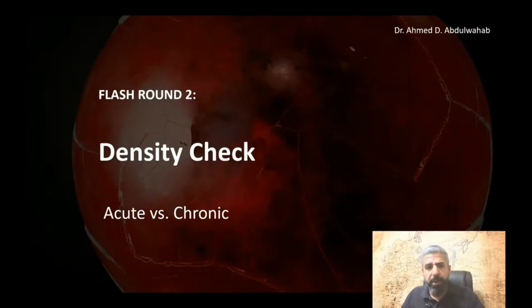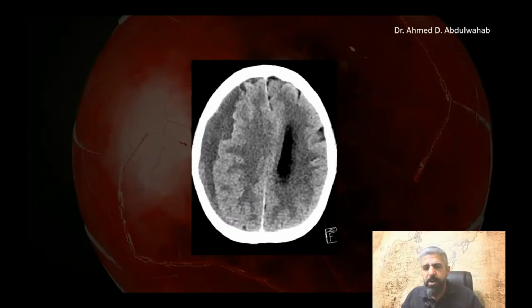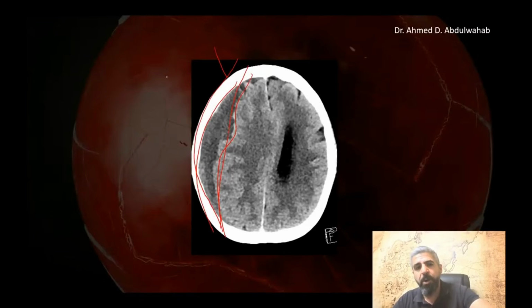Flash round number 2 is called the density check, acute versus chronic. Is this an acute, subacute, or chronic hematoma? This is a subdural hematoma. It's crescentic shape. It spreads over the hemisphere. It crosses the sutures. It does not cross to the other side, doesn't go through different compartments. But is it acute, subacute, or chronic?